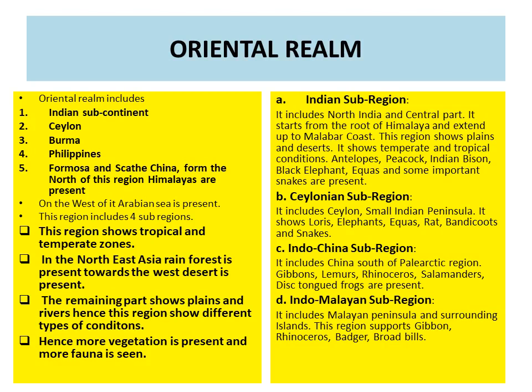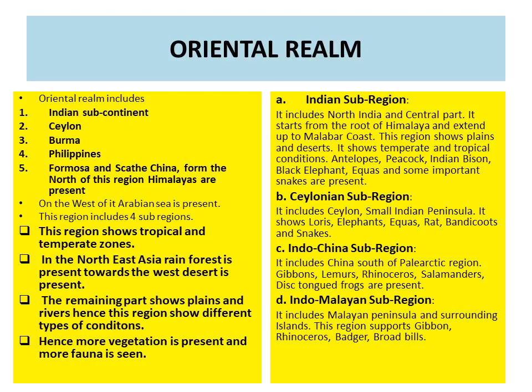First of all, the Indian sub-region. It includes North India and the central part. It starts from the foot of the Himalayas and extends up to the Malabar coast. This region shows plains and deserts. It shows temperate and tropical conditions. Antelopes, peacock, Indian bison, elephant, ecus, and some important snakes are present.